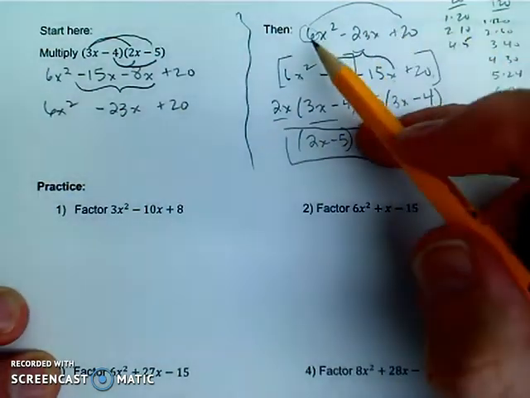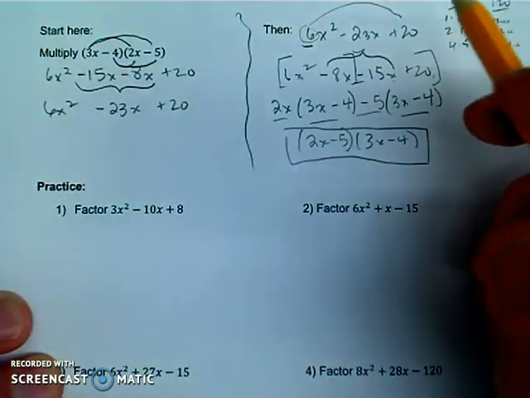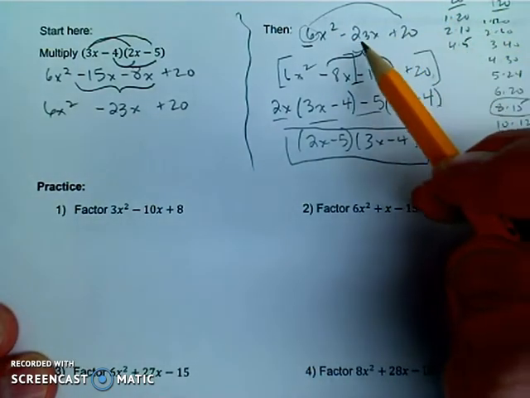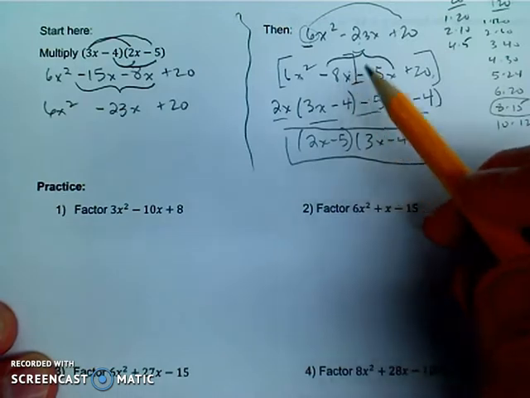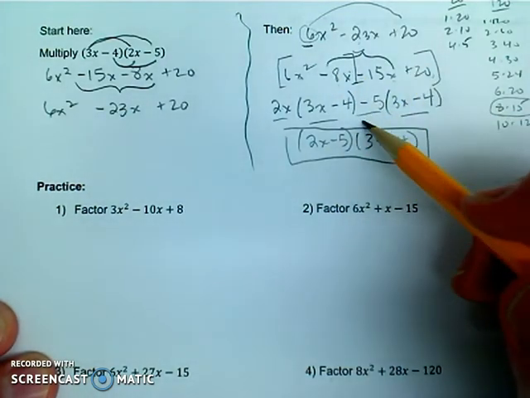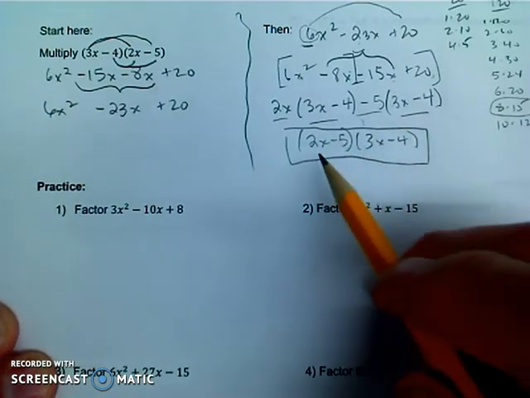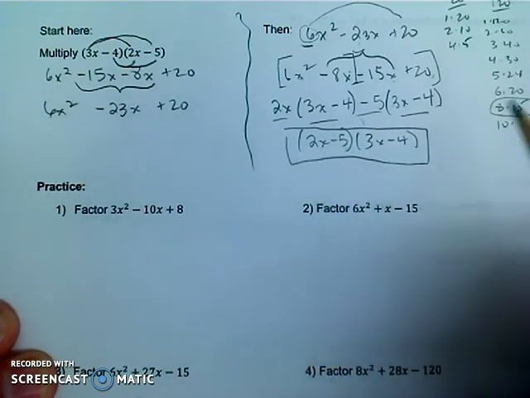So factoring a trinomial that has a leading coefficient greater than 1 is going to involve this method. I'm going to split that middle term into 2, and use a method called factoring by grouping to split those 4 terms down into 2 binomials, 2x minus 5 and 3x minus 4.